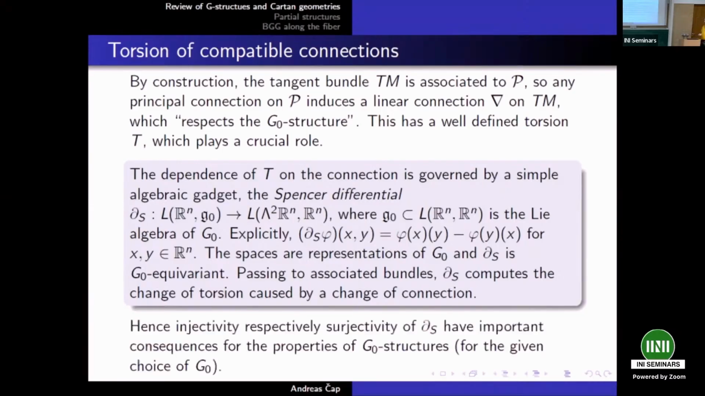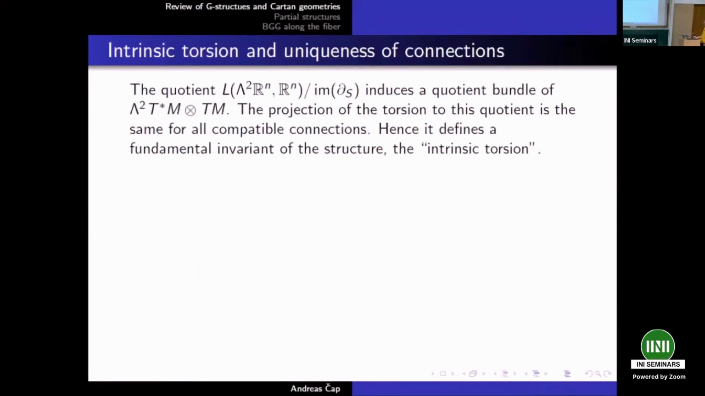Okay, and of course this tells you that if you understand this linear map between two finite dimensional vector spaces, you get important information on the properties of G0 structures for the fixed group G0. And in particular, injectivity and surjectivity of this map have obvious direct consequences.